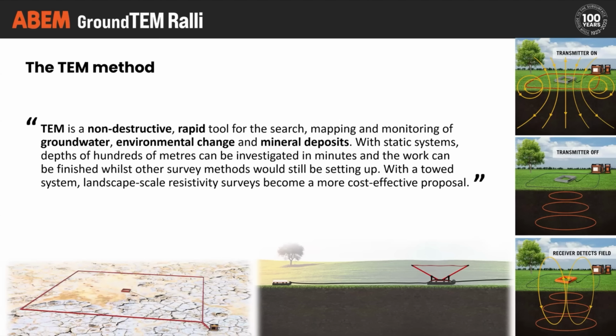So much, much quicker. With a towed array, it's a different game again. There we are continuously measuring towing behind some kind of vehicle, covering very large areas of ground, which then allows us to actually build resistivity models over large areas to considerable depth in a way that perhaps we haven't been able to before. And we'll talk more about that later.